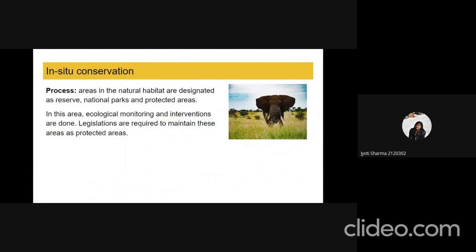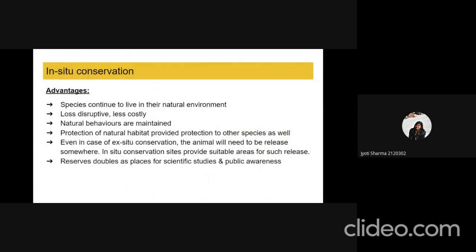Let's see. Okay, in situ conservation: the areas in the natural habitat are designated as reserves, national parks, and protected areas. And in these areas, ecological monitoring and intervention are done. We also need some legislation to maintain these kinds of areas. We have some advantages and disadvantages of in situ conservation.